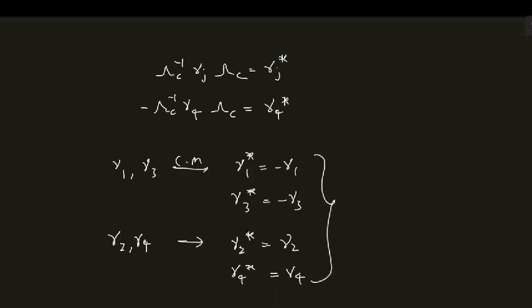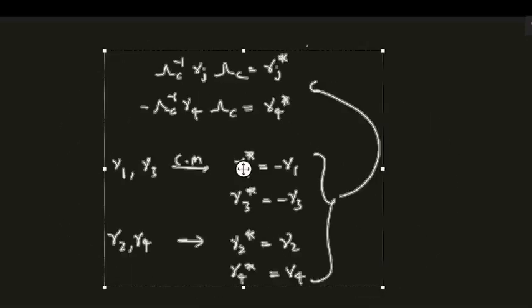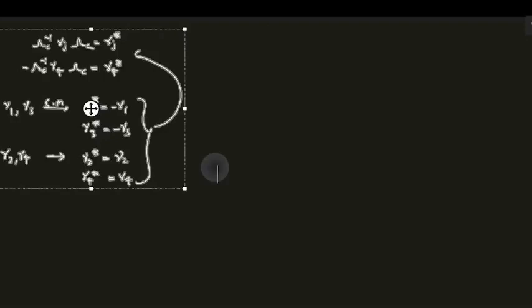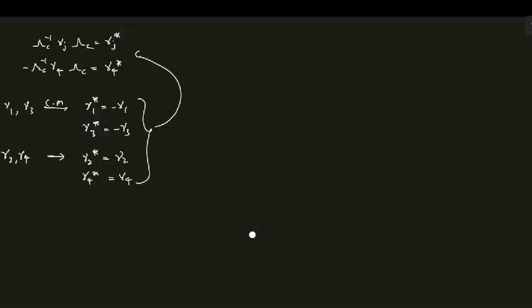So if you substitute this equation in this, what do you have? So let me just put it aside. So see, what do you have? So you will have for gamma 1, let's see for gamma 1 what do you have? You will have lambda c inverse gamma 1 lambda c equals to gamma 1 star. As I told you, gamma 1 star is minus of gamma 1 here. Okay, so you can also write this equation as, let me use a different color.